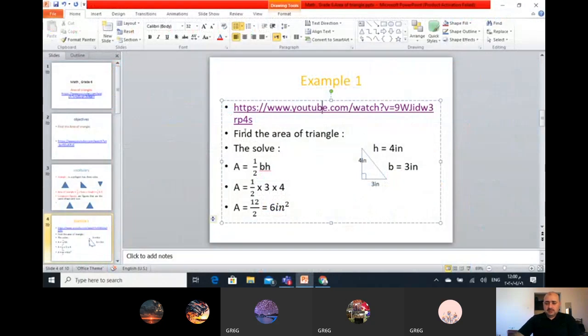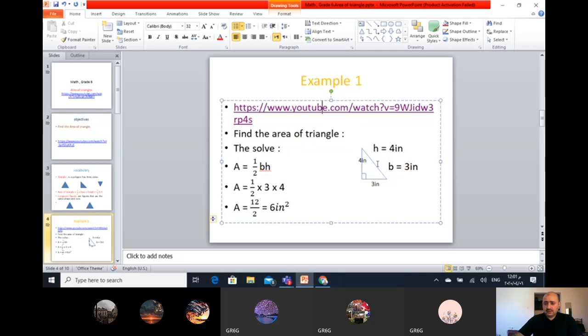Okay. We have an example here. Find the area of the triangle. As you see here, we have a triangle. This is the height. The value of this height equals 4 inches, and this is the base. The value here equals 3 inches. So the information in this example: we have height equal to 4 and base equal to 3.